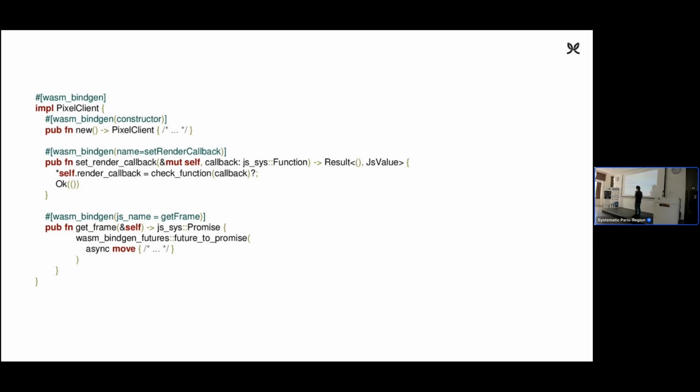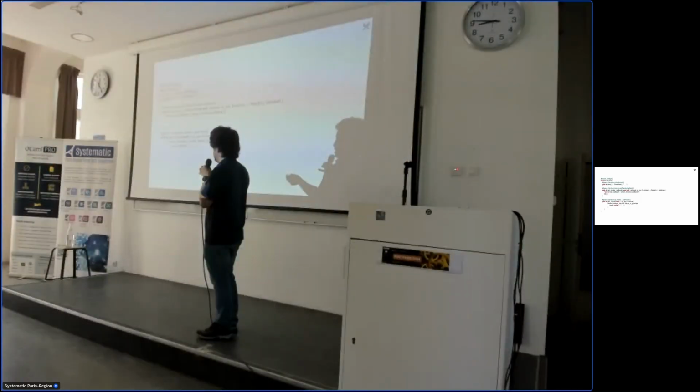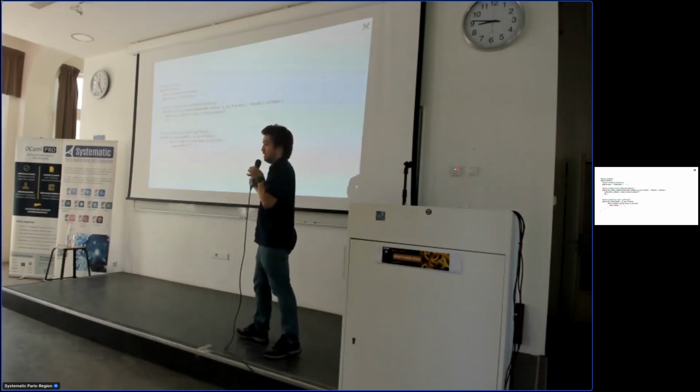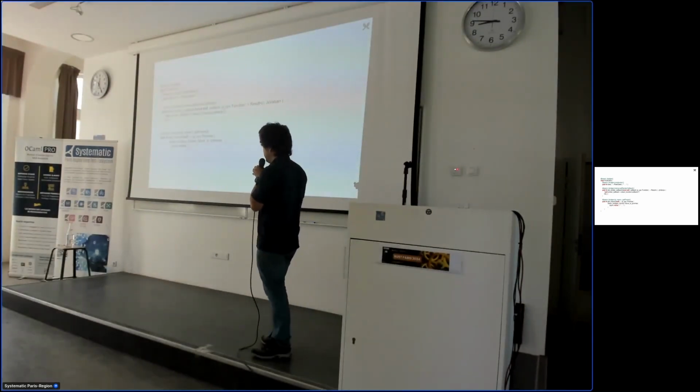So I want you to imagine that we have some struct called pixelclient, which I haven't defined for you, but I'm just defining the implementation of various methods on it. So you see all these annotations with WASM bindgen on everything. WASM bindgen is the name of the bindings generator that generates bindings between Rust and JavaScript. Okay, so we have to put these things everywhere so that it knows to generate code.